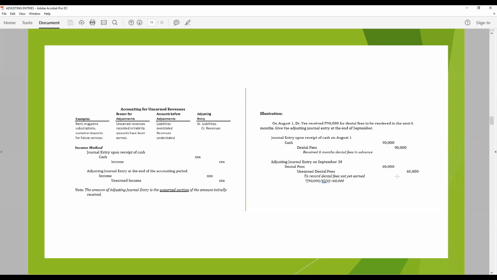Under liability method, i-a-adjust nyo yung earned portion. And sa income method naman, i-a-adjust nyo yung unearned portion. Yan. To record dental fees not yet earned. Paano nyo nakuha yung 60,000? 90,000 divided by 6 times 4. 4 kasi 4 months pa hindi nyo na-earn. Ang na-earn nyo lang is August and September. So may 4 months pa kayong hindi earned na revenue. So ngayon, i-record nyo muna siya as liability until such time ma-perform nyo na yung service to your client.